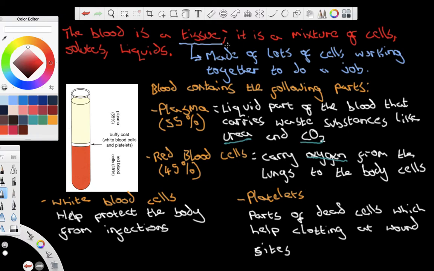So the blood is a tissue. It's a mixture of cells, solutes and liquids. Remember, a tissue is lots of cells working together to do a particular job. The blood contains the following parts.